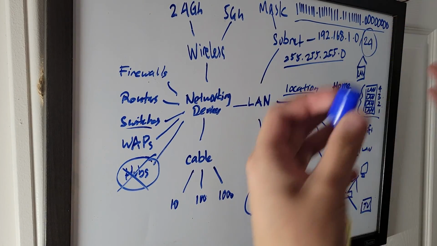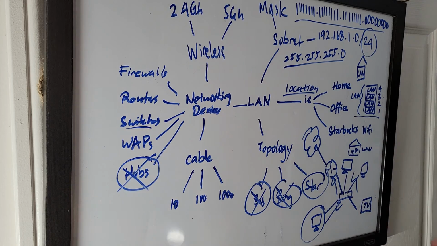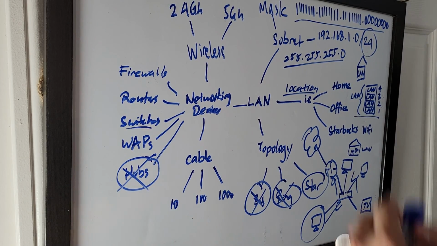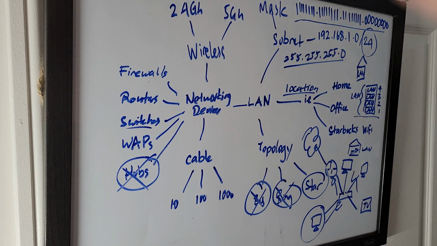Even if you're in the same building, if you belong in a different subnet, you belong in a different local area network. But you could also say that because they are in the same location, the whole building is its own local area network. That's what a LAN is.